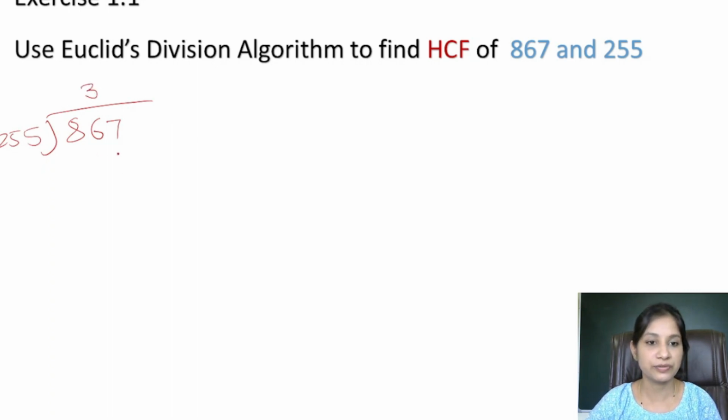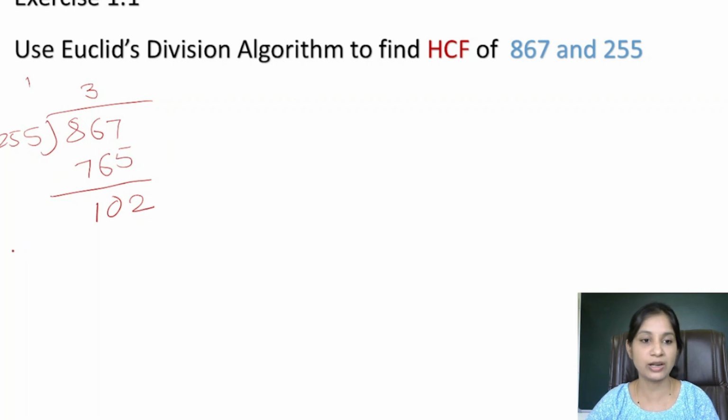3 5s are 15. 1 is carried over, and again 15 plus 1 is 16. Again 1 is carried over, and 3 2s are 6 plus 1 is 7. Now 7 minus 5 is 2, 6 minus 6 is 0, and 8 minus 7 is 1. So 102 we got as a remainder. So 867 can be written as 255 multiplied by 3 plus 102. Okay, so the remainder is not 0.